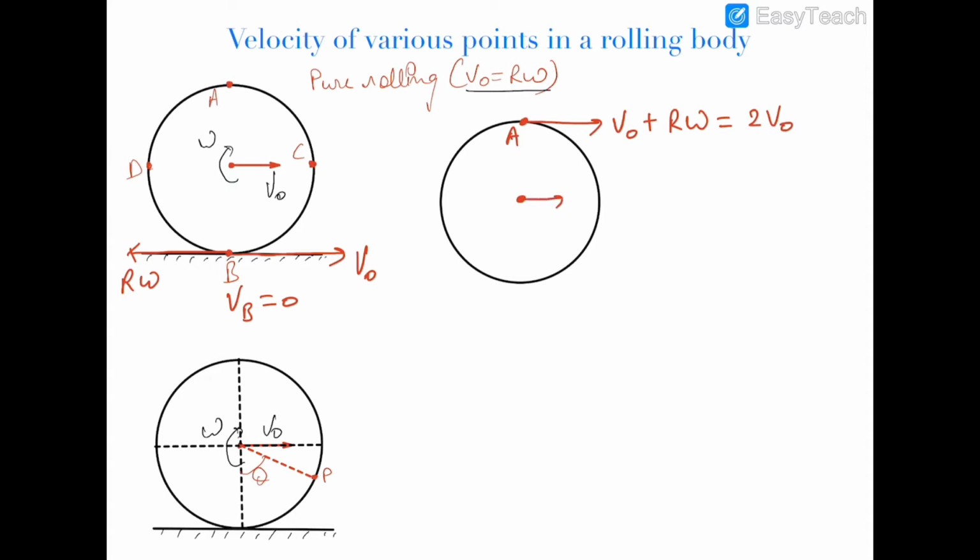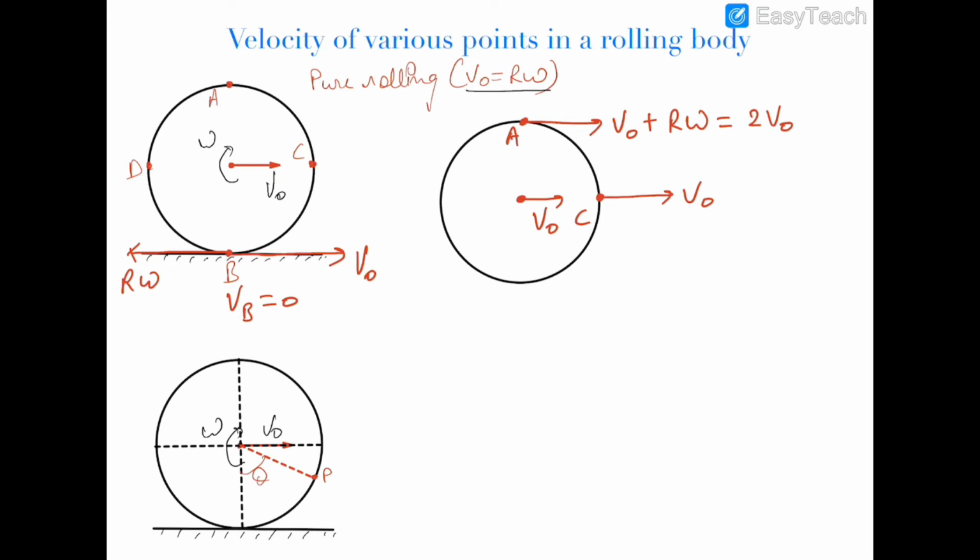Now the center would be moving with the velocity of V0 and the point C will have a velocity of V0 due to translational motion, like that. See, the velocity due to translational motion is always in the direction of the velocity of the center. So this center is moving with the velocity of V0 in that direction. Therefore, this point C would have the translational velocity V0 in the same direction.